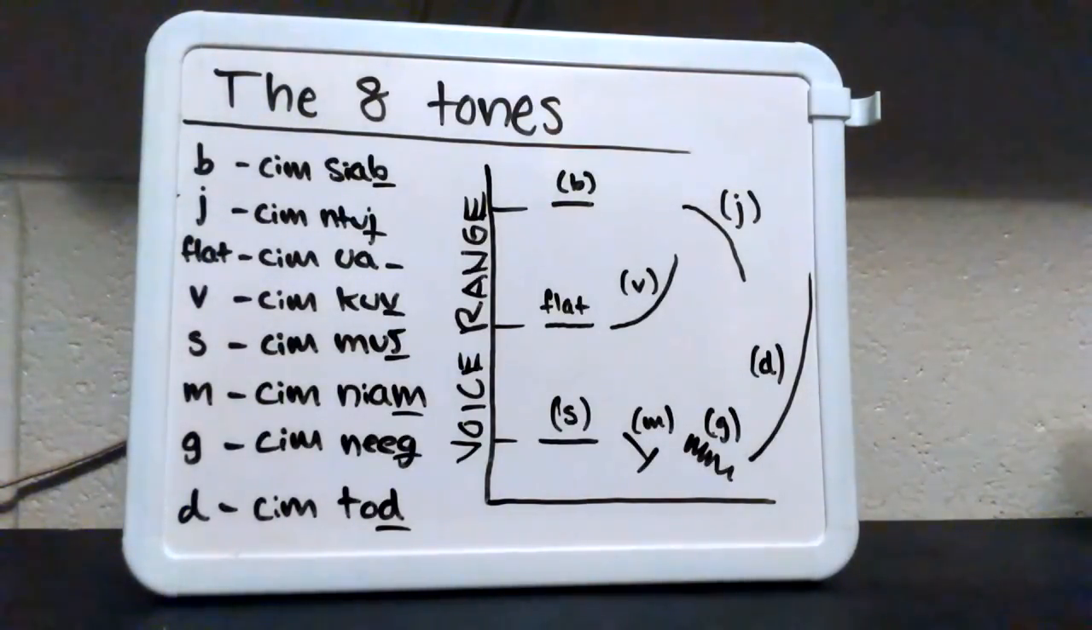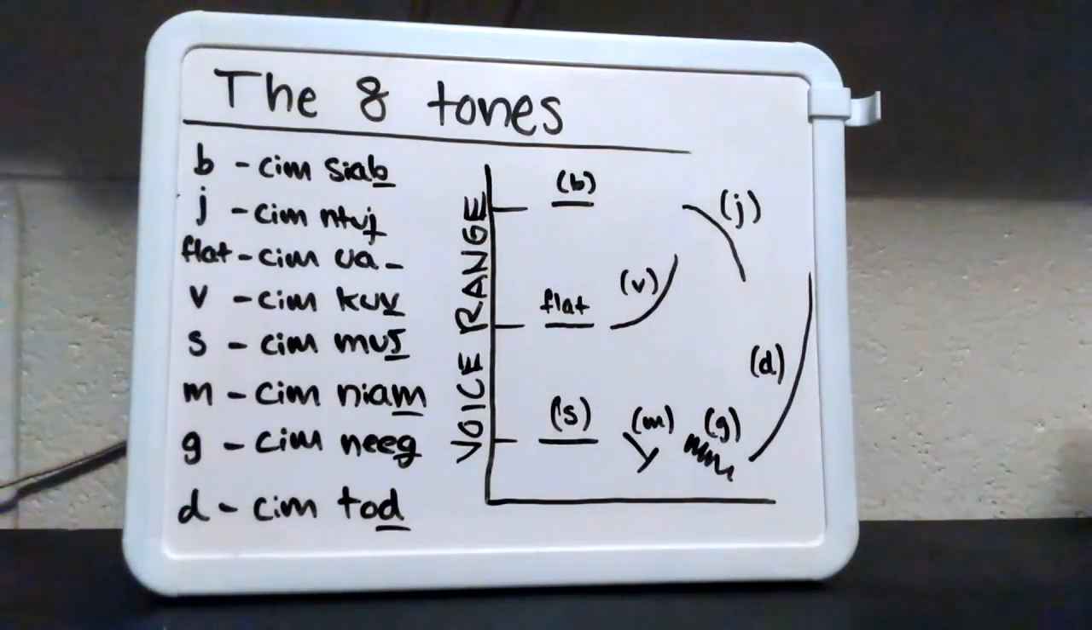The G tone is ji neng, ji neng, ji neng. And so I call this the low breathy tone because you're aspirating a little bit when you're saying the G tone. So practice that one a little bit. It's not too bad. You just need to exhale a little bit of air when you say the word. Like Neeg would be neng, neng, neng. Kind of like that. Now we move on to D.